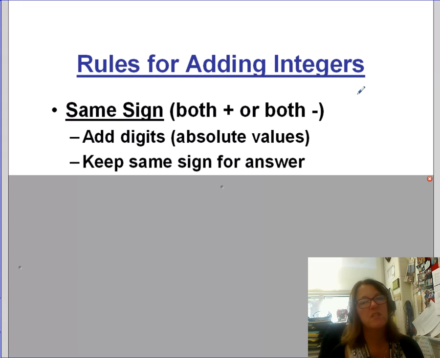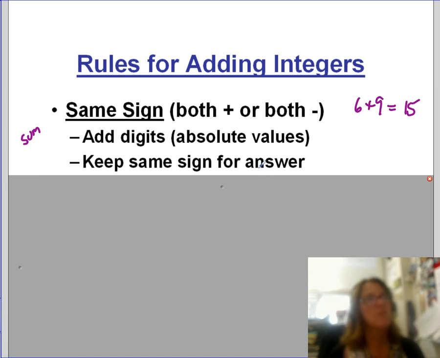Okay? Off to the side here. If I say, what's 6 plus 9? That's 15. The signs were the same, so I add the values, 6 and 9. That's the number part. Positive, positive, positive. Same sign, sum. Take the sum of the two.